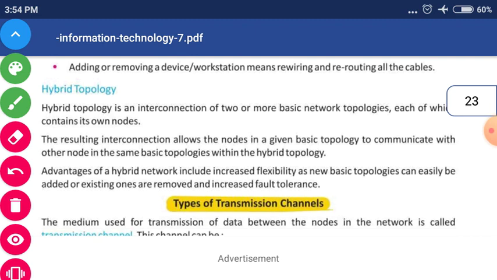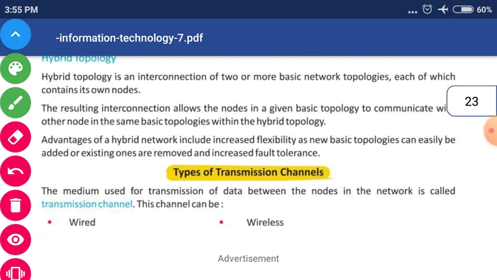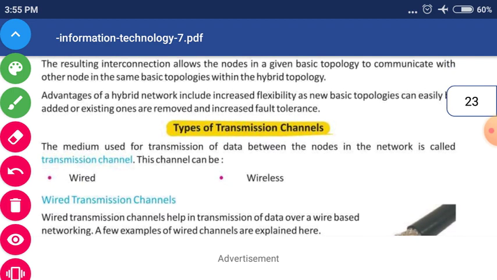The next topology is hybrid topology. In hybrid topology, we generally connect two or more network topologies that contain their own nodes. The resulting interconnection allows a node in a given basic topology to communicate with other nodes in the same basic topology through the hybrid topology.